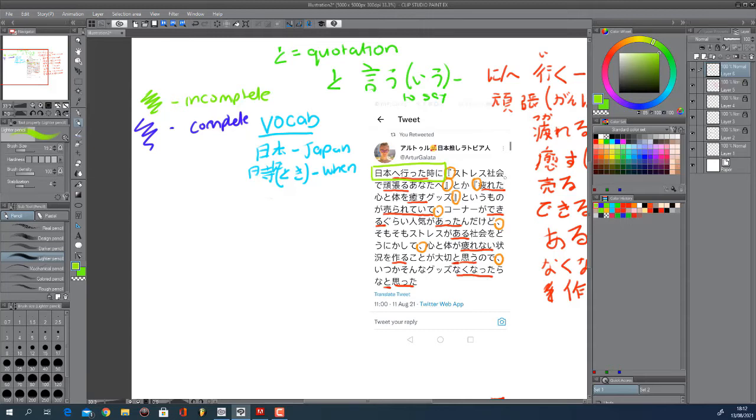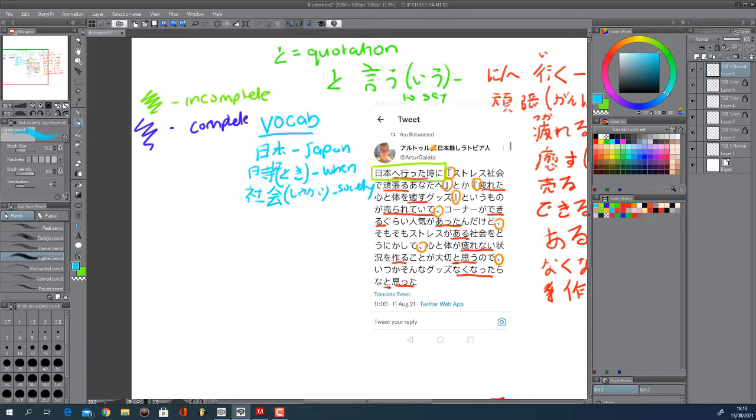So I'm not going to write the vocab. Sorry, I've been reading this as 会社. So すみません. 社会, sorry. So here we go. 社会, which 会社 means company. 社会 means society. 社会. So ストレス社会で頑張るあなたへ. So we have again an incomplete clause.